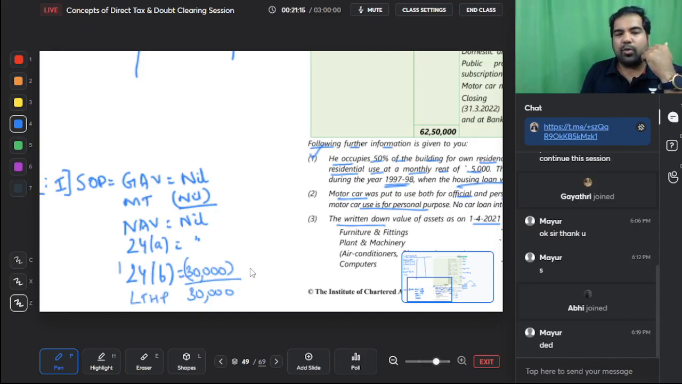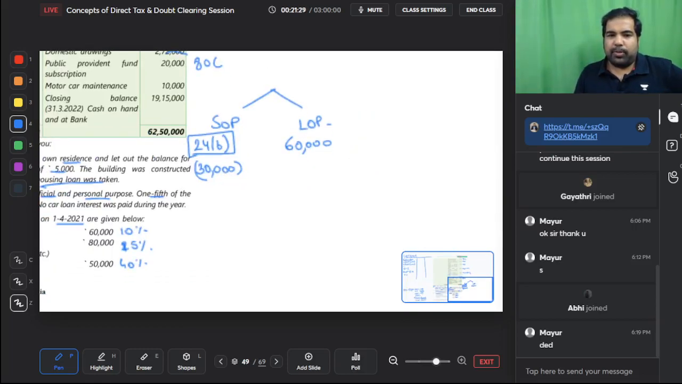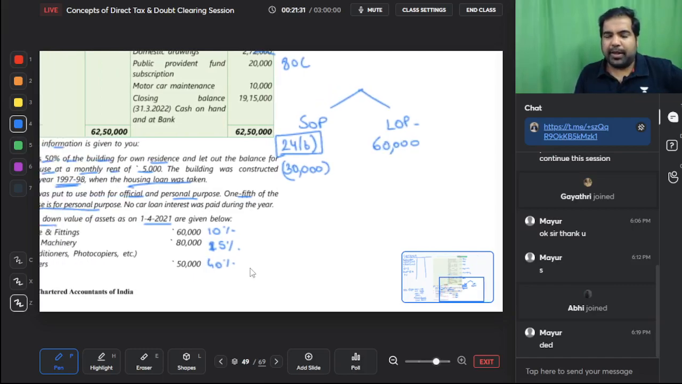And you will write a note for this below this only, that since the house was constructed in 1997-98 and the loan was taken then, hence the limitation is only of 30,000. This is SOP. Now doing LOP. Guys, LOP, the monthly rent is 5,000.